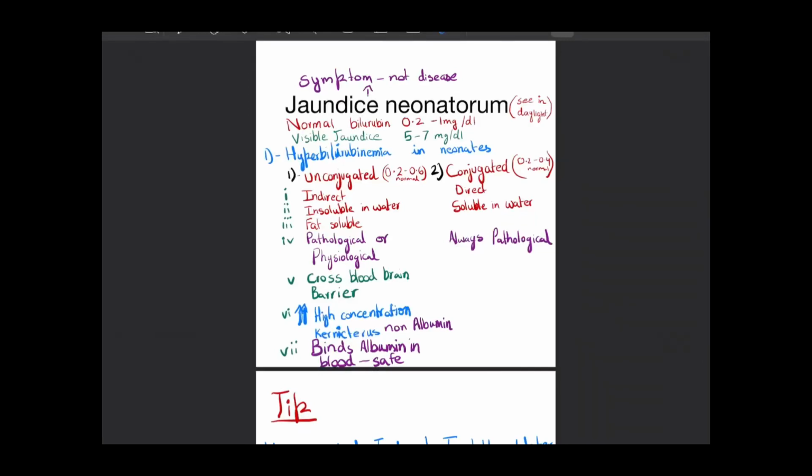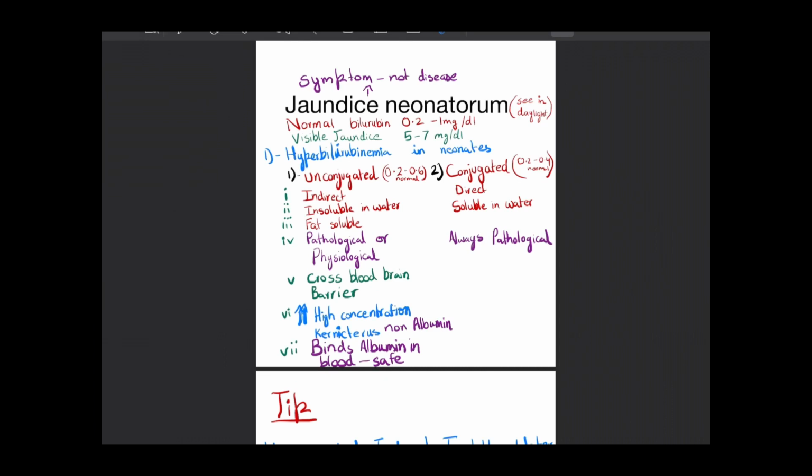Hello. So today we are going to discuss jaundice neonatorum for the final year, and I have used Parvez Akhtar as a reference. So jaundice is a symptom, not a disease. It is seen in daylight, and normal bilirubin level in the blood is 0.2 to 1 mg per dL, and visible jaundice occurs when the level is 5 to 7 mg per dL or greater than that.